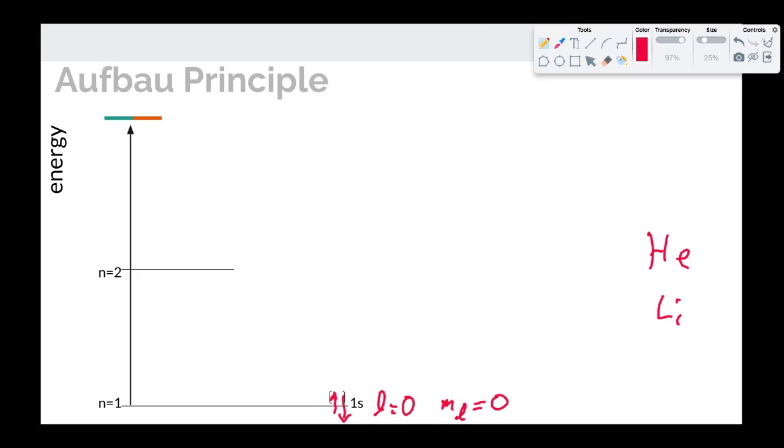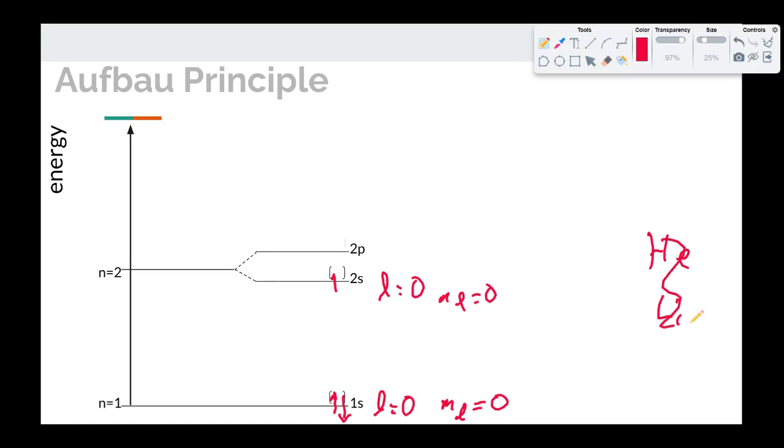So if n equals 2, well, now L can have 2 values. L could be 0, but it could also be 1. So that means there's 2 subshells. One of them is the 2s. That's where L equals 0, which again means m sub L can only be equal to 0, so there's only one orbital. So that third electron from lithium would go in that orbital.